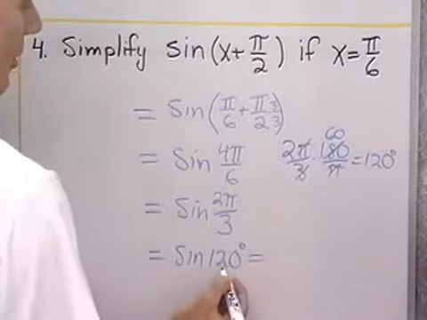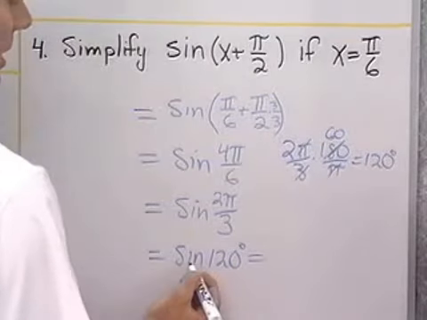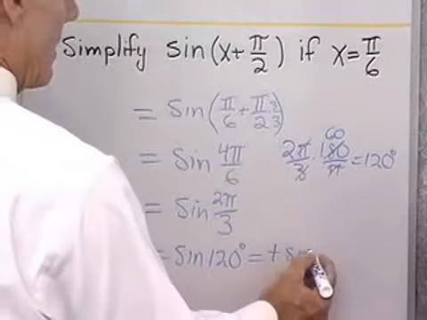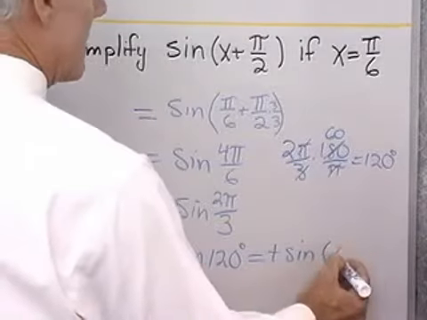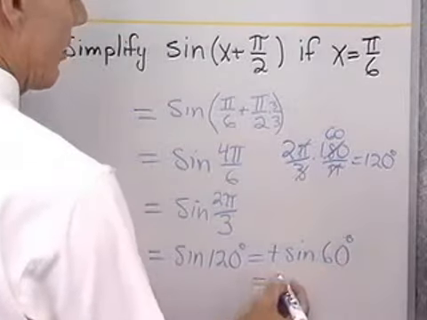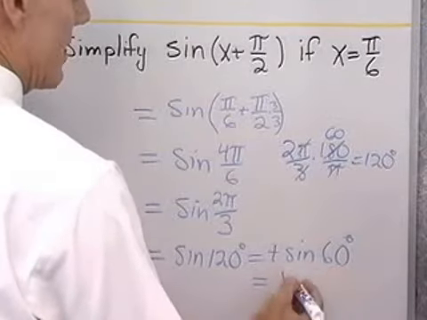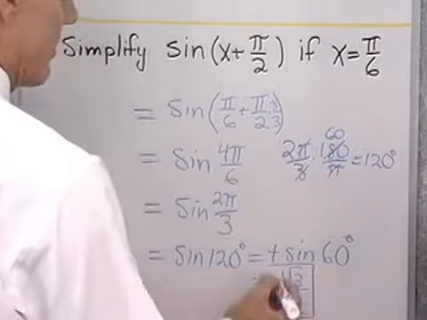120 degrees terminates in quadrant 2. In quadrant 2, the trigonometric function sine is positive, the reference angle for 120 degrees is going to be 60 degrees. And so now plus sine 60 degrees, the sine of 60 degrees, that's the one I have memorized for my exact values, square root 3 over 2.